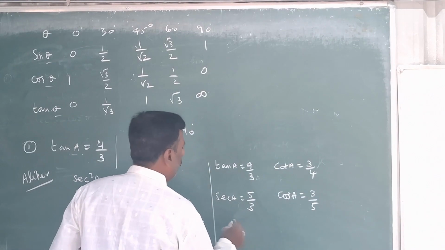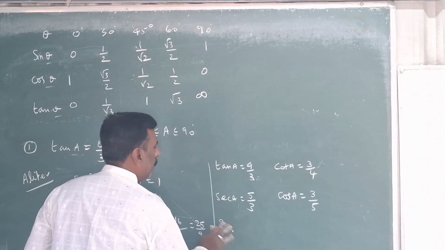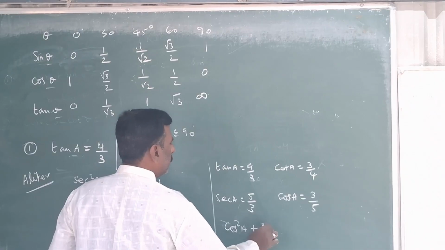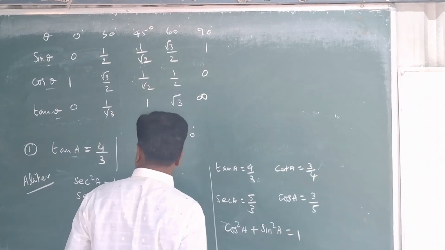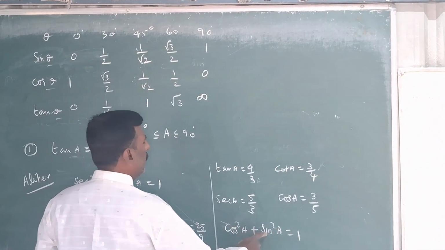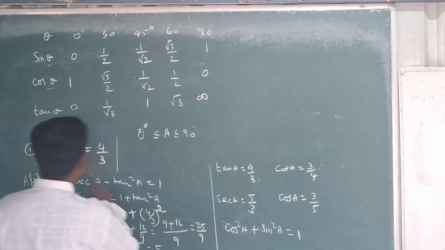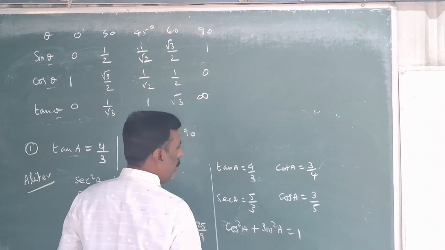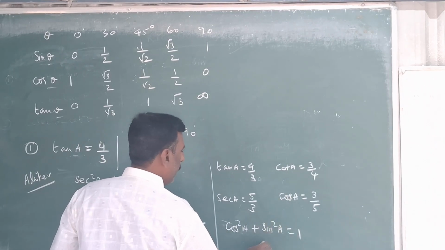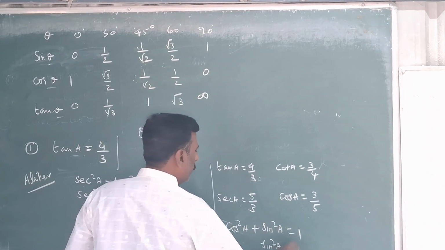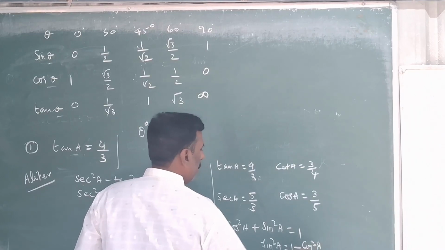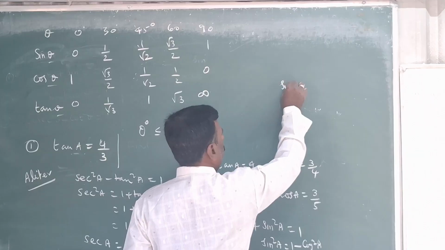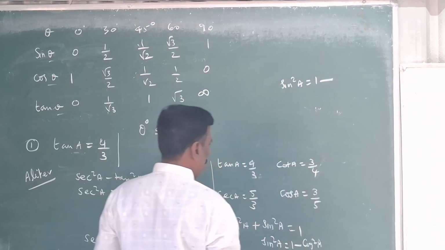Now I am going to find sin A. We have one identity, cos squared A plus sin squared A equal to 1. Usually we write cos squared theta plus sin squared theta equal to 1, but the angle here is A, so we use A: cos squared A plus sin squared A equal to 1. We have cos, and we need sin, so sin squared A equal to 1 minus cos squared A.